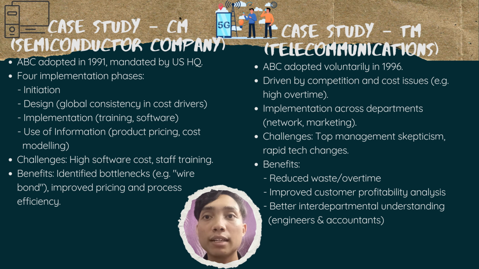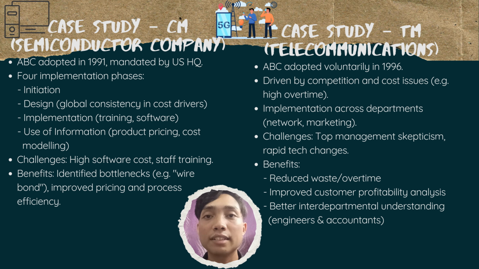Number five is case study for CM, the semiconductor company. CM, a US-based semiconductor manufacturer operating in Malaysia, implemented ABC in 1991 following a directive from its headquarters. The implementation went through four phases. First is initiation, then designing a globally consistent model, system implementation, including training and software, and finally using the information for pricing and cost modeling. Despite challenges like high software costs and the need for staff training, the company benefited significantly, identifying process bottlenecks such as in the wire bond area, and enhancing both pricing strategy and overall process efficiency.